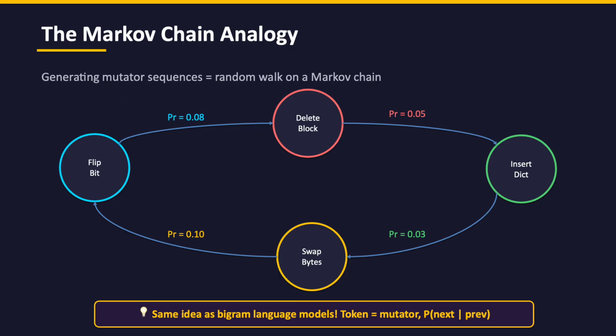What if you used more powerful sequence models like RNNs or even transformers to generate mutator sequences? Could you build GPT for fuzzing? It's a fun thought.